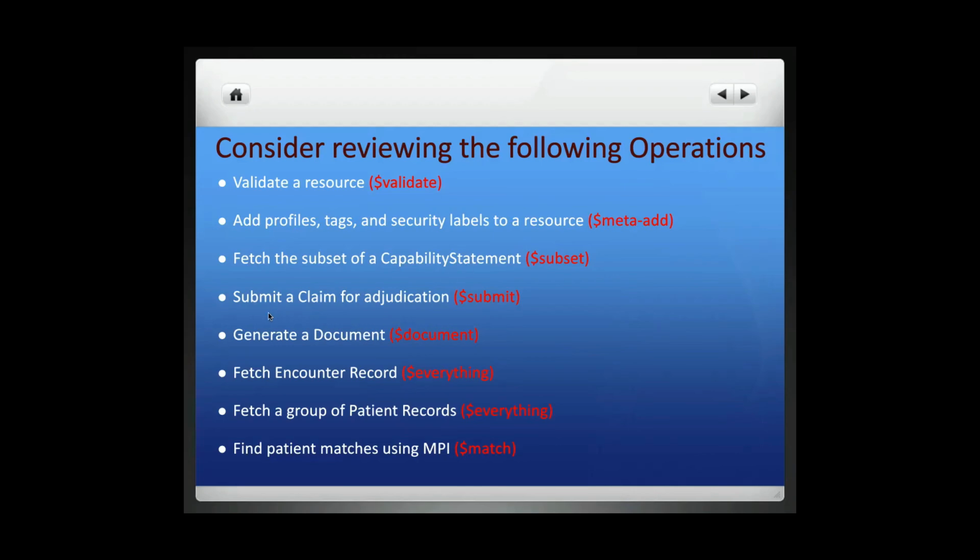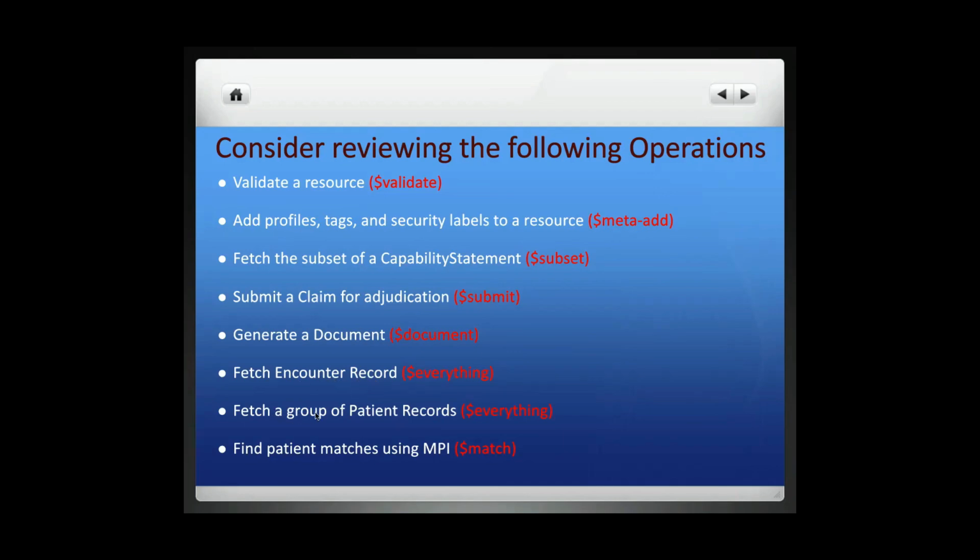Another example of an interesting operation is submit a claim for adjudication. Other examples include generate a document. So this is saying, look at all the different types of documentation for a patient, or maybe you might want to set a date range in there, or particular codes or things that are included for certain types of documents. But generate a document, maybe with a bunch of other API parameters, which includes all sorts of information, but generate a single document. Similarly, fetch an encounter record. So this is going to fetch everything for a specific encounter ID instance for a patient.